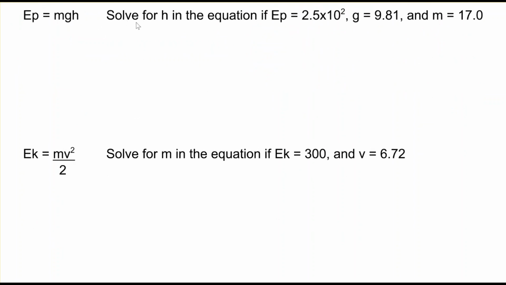EP equals MGH. Solve for H in the equation if EP is this, G is this, and M is this. Perfect, no problem. So we want H. Remember, H is being multiplied by both M and G. So what I'm going to do is divide by M and G. Cancel, cancel, cancel, cancel. Got to divide by M and G. So EP over MG equals H. No problem.